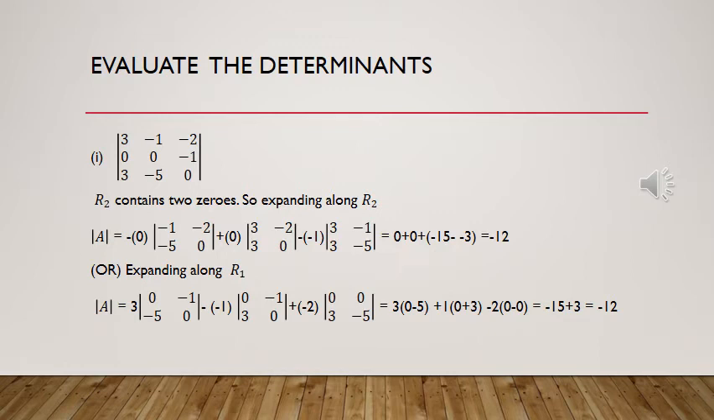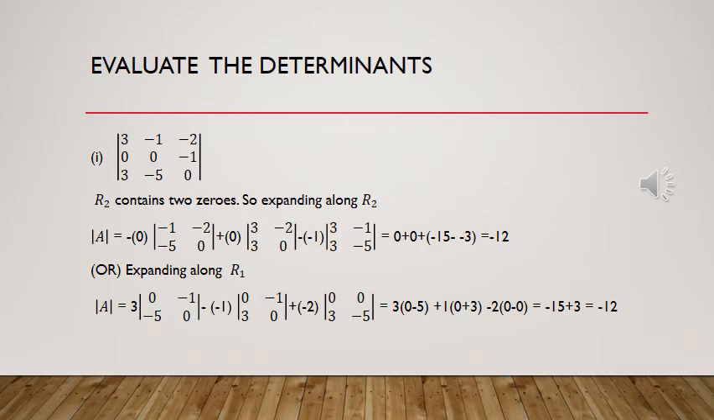The next sign will be positive. Plus negative 2 into the determinant obtained by deleting the row and column: 0, 0, 3, negative 5. That is equal to 3 into, we learned how to expand the second order determinant. The product along the main diagonal, 0 into 0 is 0, minus the product along the other diagonal, negative 5 into negative 1, that is 5.